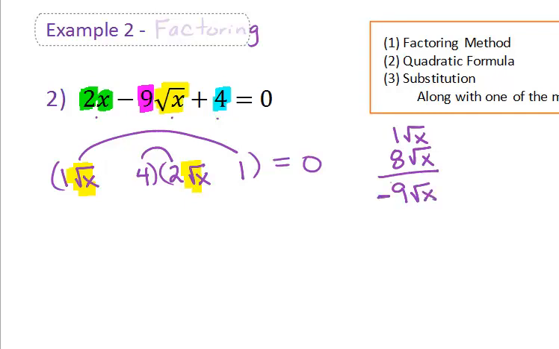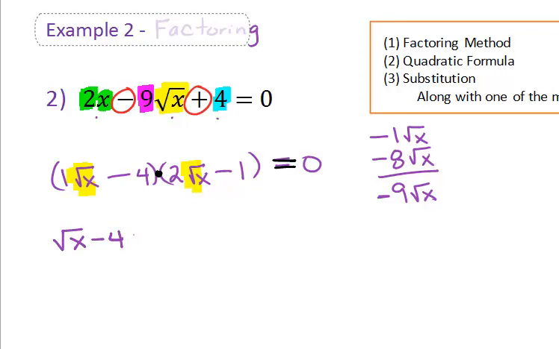I want a negative 9, so both of these have to be negative. Negative here gives me my negative here and my positive there. So I have factored this completely. Now, using my principle of zero products, I have multiplication set equal to 0, so that tells me I just need to split each of these up. My first parenthesis, I have root x minus 4 equals 0. And my second parenthesis, I have 2 square root of x minus 1 equals 0.